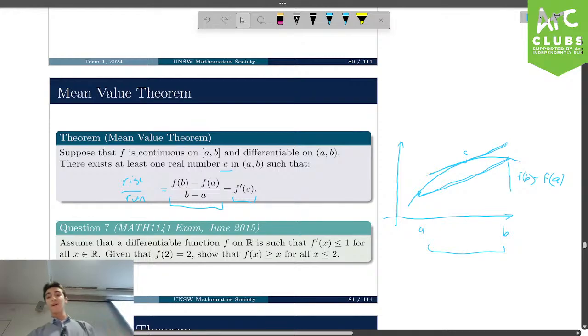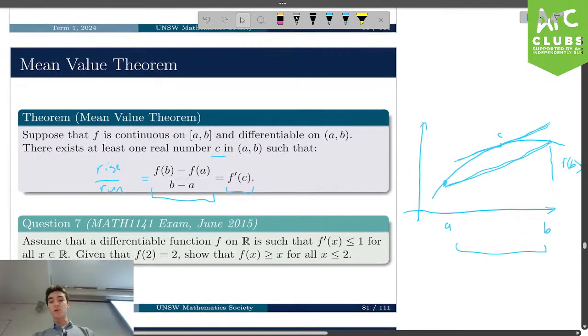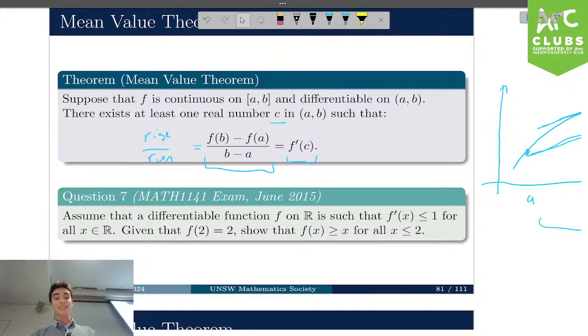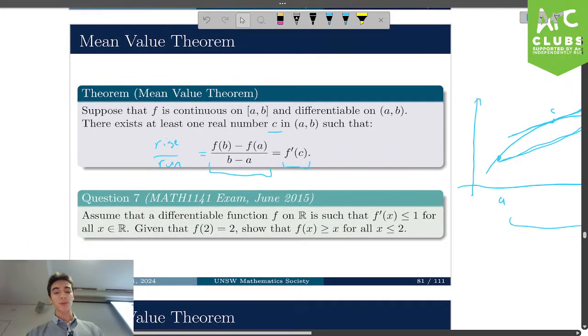But the mean value theorem does actually become very useful when you're doing questions like this. All right, so let's read it out. Assume that a differentiable function f on R is such that the derivative of f is less than 1 for all x. Given that f(2) equals 2, show that f(x) is larger than or equal to x for all x smaller than or equal to 2.